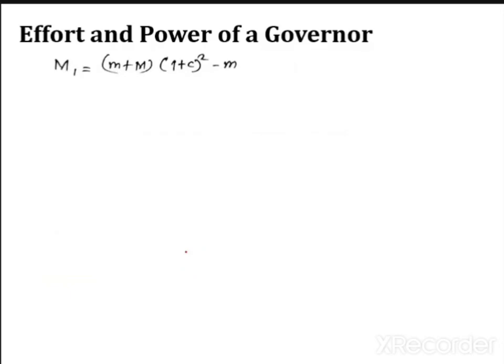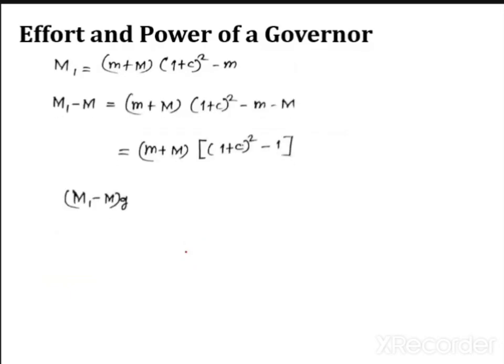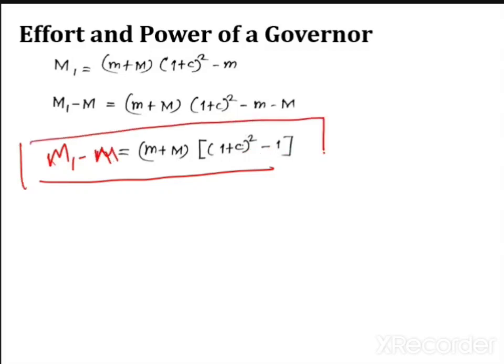See, after equating and solving, I am getting this equation. So solve this equation. After equating and solving, I am getting m1 minus n, capital M plus M divided by 1 plus c squared minus. So after solving, I am getting this equation.